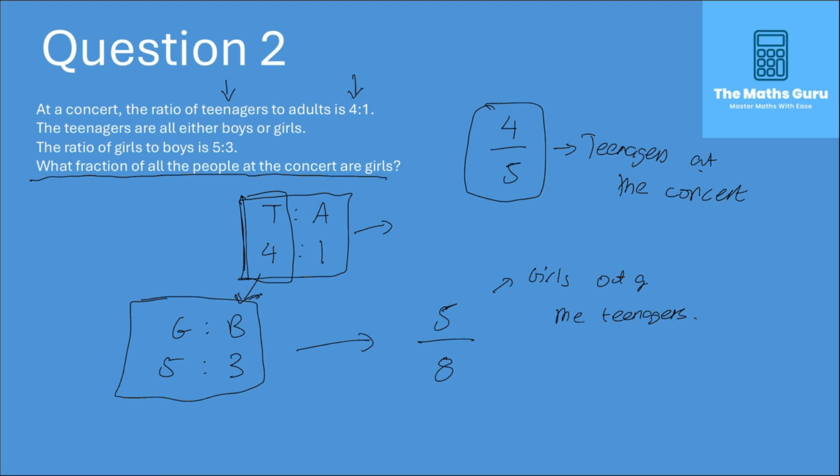So the way we work out how many girls are at the concert is we have our 5/8 and we times it by our 4/5 and we get 20 over 40, which simplifies down to a half. So that means that out of all of the people at the concert, 50% or 1/2 of these people are girls. And remember, these girls come from the teenage section, and we work from our original teenage section to see how many of the girls there are, and we work up to the teenagers to adults ratio, and then use it to times through to work out the fraction of girls at the concert. Okay, I hope that makes sense.